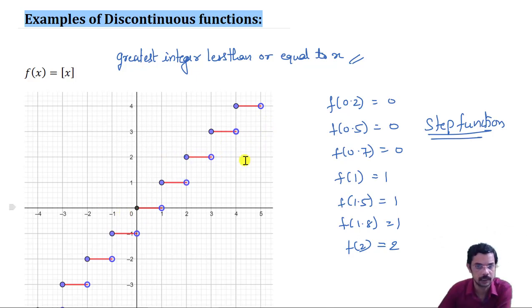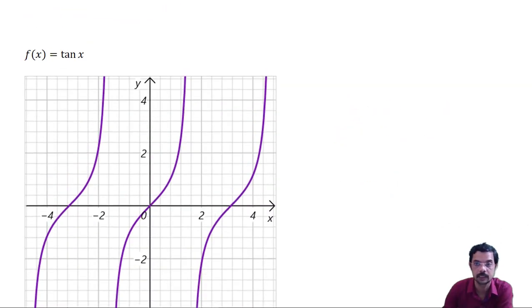Now let us look at another example, tan x. We know what tan x is. Tan x is a trigonometric function. So here the graph of tan x is like this. Tan 0 is 0 and then tan 90 is undefined. This is the point where it is pi by 2. At the point where it is pi by 2, the tan function is not defined. It goes to positive infinity or negative infinity at different multiples of pi by 2.